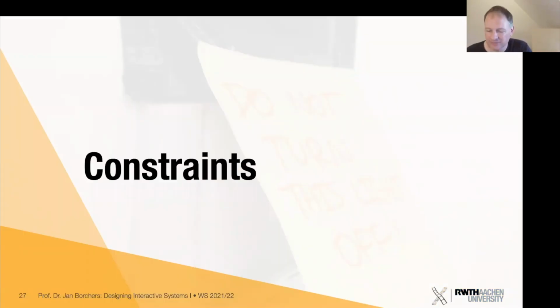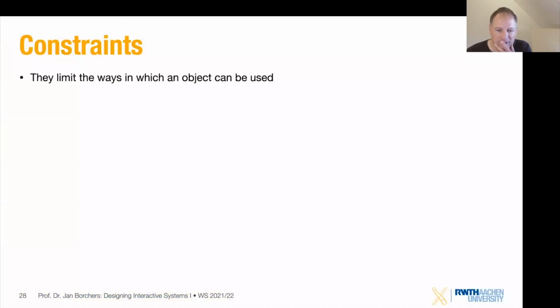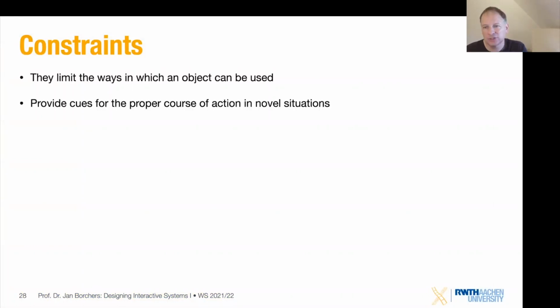For constraints, constraints are the sort of evil twin brother of affordances, you could say. They limit the ways in which you can use objects. So you're providing cues for what to do in certain situations. Especially in novel situations that people might not be familiar with, by just ruling out a couple things that you make sure the user cannot do.